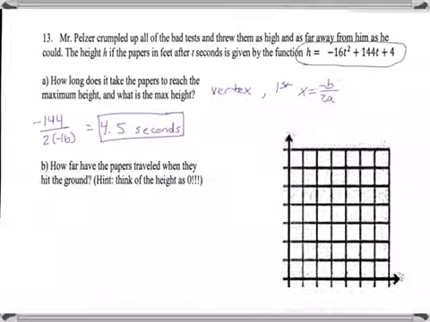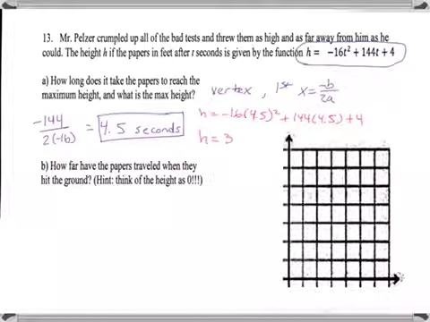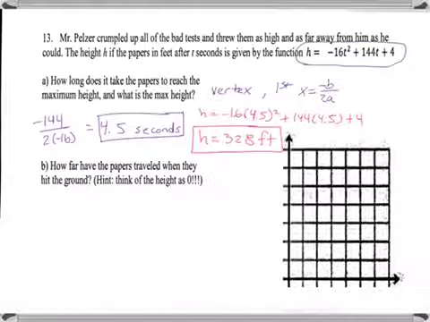Then, to find the actual max height, we plug this back into that equation. So h equals negative 16 times 4.5 squared plus 144 times 4.5 plus 4. And so we're going to evaluate this for h. If we evaluate this for h, we get the maximum height of the paper to be right around 328 feet. This doesn't seem like a very realistic problem. Paper generally doesn't go that high unless it's really heavy, or in this case, somebody's really strong throwing it straight up, but we'll go with it.